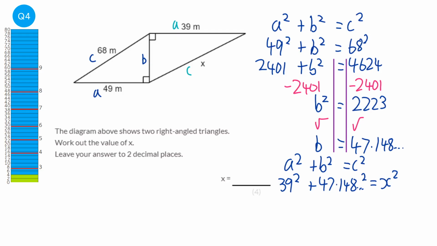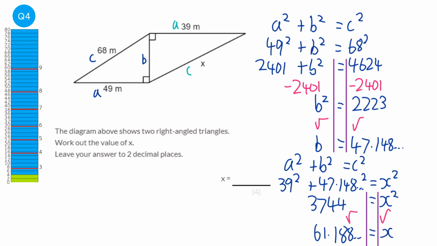So we do 39 squared plus 47.148 squared, and that will be 3,744 equal to x squared. We just get our lines in because we need to square root both sides, and we get 61.188 and so on is equal to x. It says it wants two decimal places, so that will be 61.19.